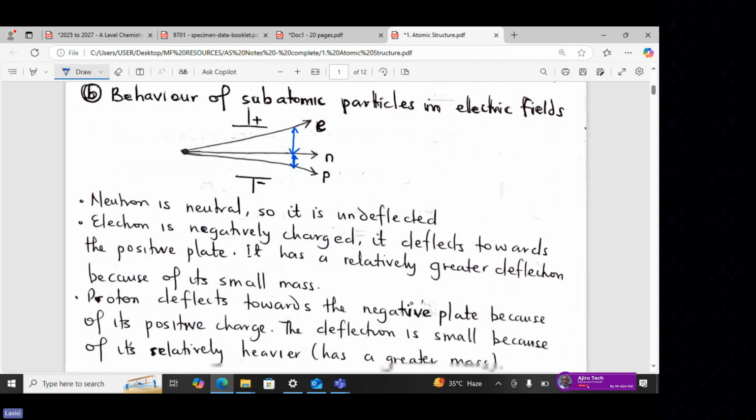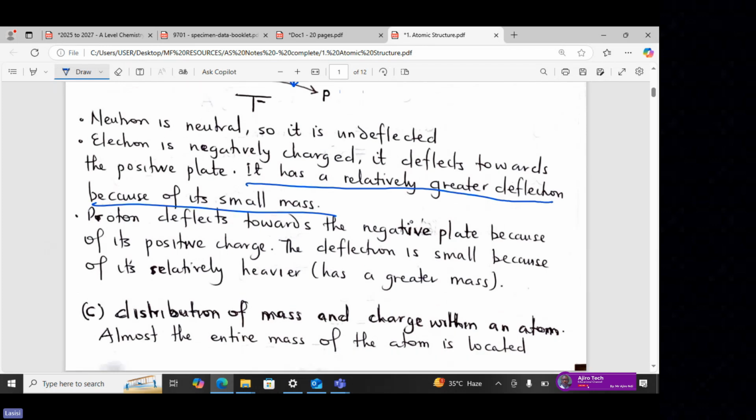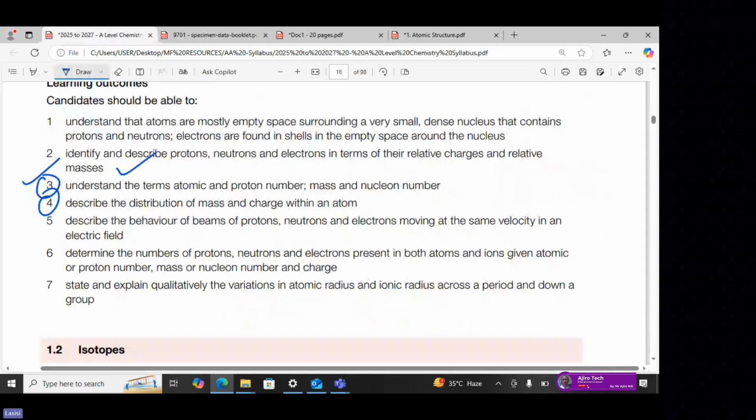So you just say electron is negatively charged, so it deflects towards the positive plate. It has a relatively greater deflection because of its small mass. Proton deflects towards the negative plate because it's positively charged. The deflection is small because it is relatively heavier or has greater mass. Am I right? So that's all about that. You can go over that again. Now, next one, number 6.